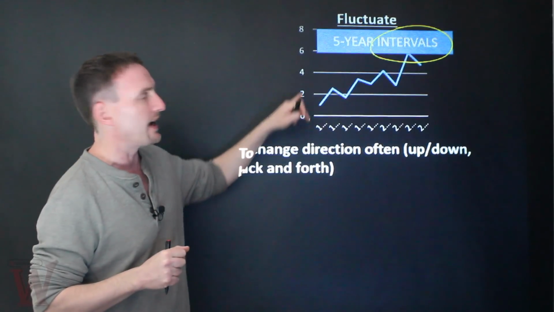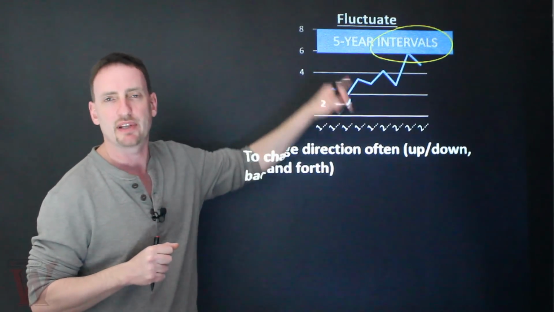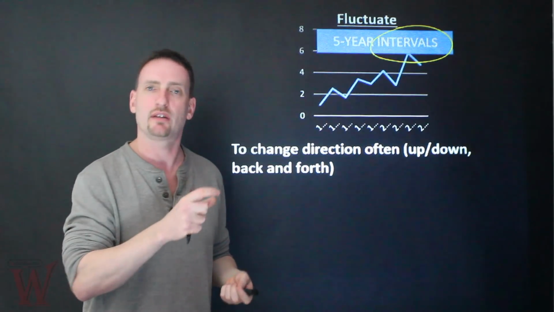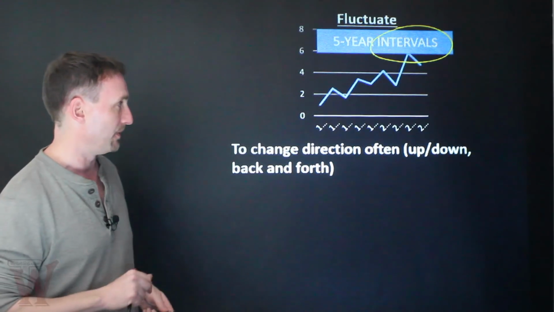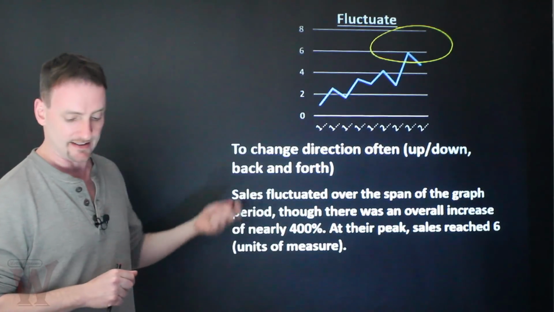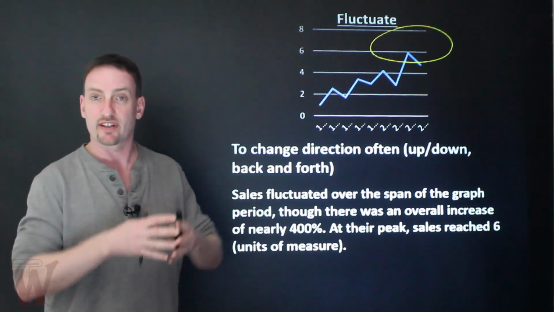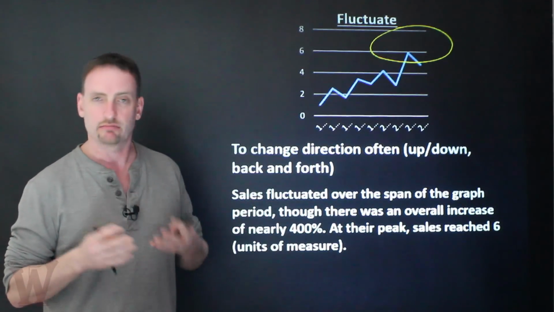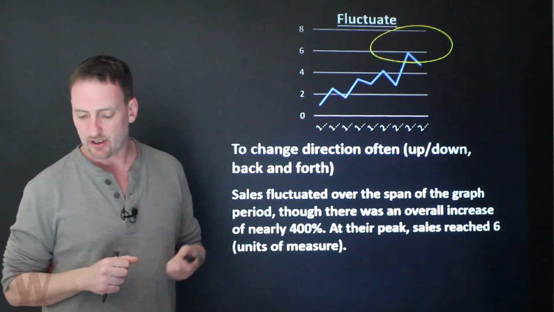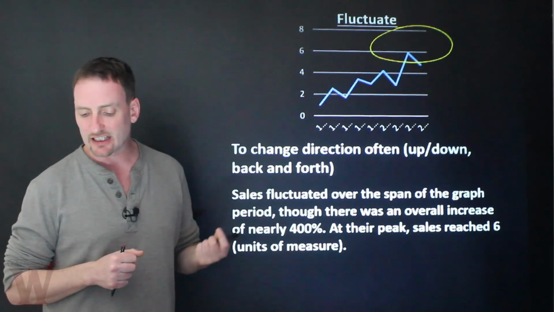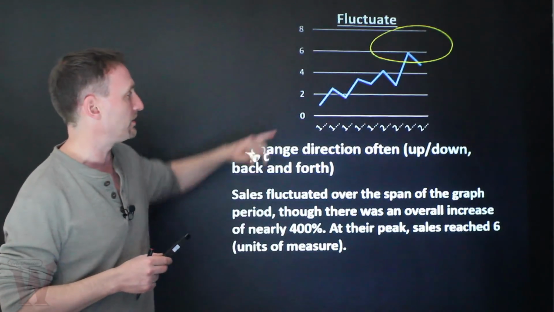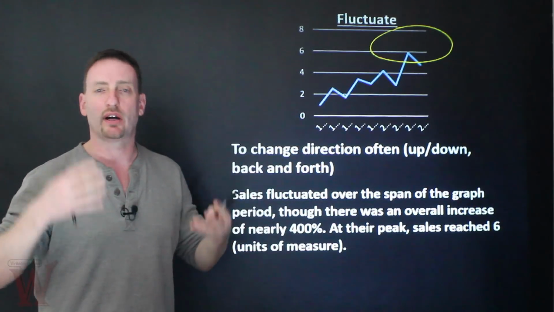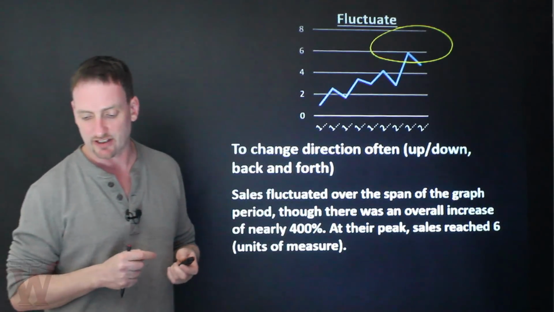So sales are going up, sales are going down, up, down, up, down, up, down. That is clear fluctuation. Fluctuate, verb, fluctuation, noun, okay? Using it in a sentence. Sales fluctuated over the span of the graph, over the whole period of the graph period. You can use with the period or without, though there was an overall increase of nearly 400%. So we started at 1, finished at 5. So overall, you had about a 400% increase.